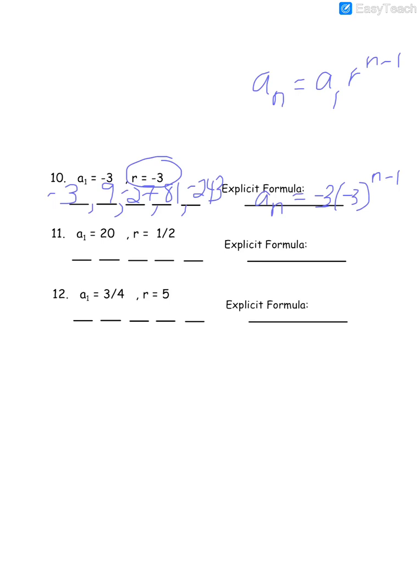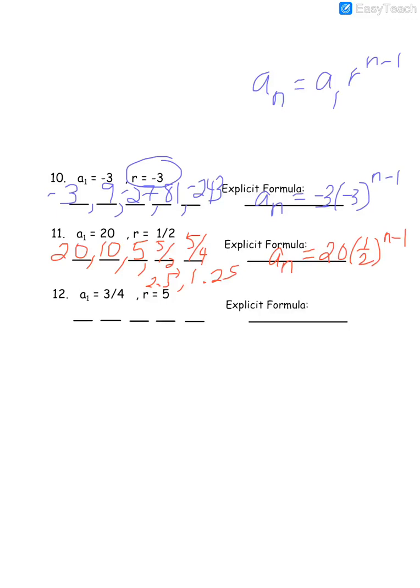Okay, let's try the next one. First term is 20. R is to times it by a half. So what's 20 times a half? 10. 10 times a half? 5. 5 times a half? 5 halves, or 2.5. 5 halves times a half? 5 fourths. So you can write 2.5 here if this makes you happy, and I can write 1.25 here if that makes you happy too. The explicit formula, a sub n equals, the first term is 20, the r is a half, and I'm raising it to the n minus 1 power.